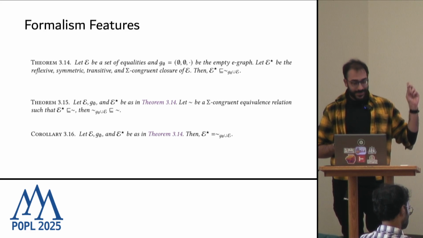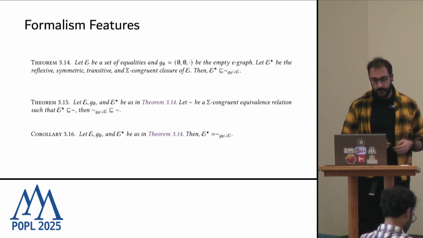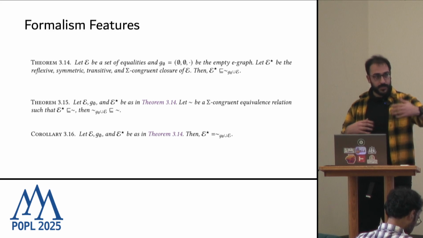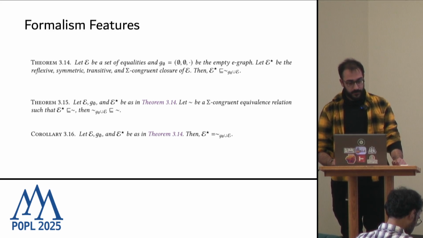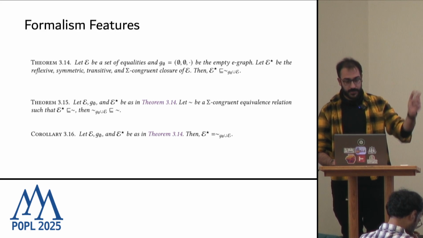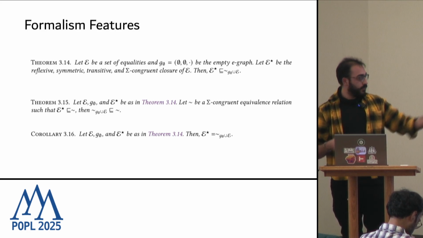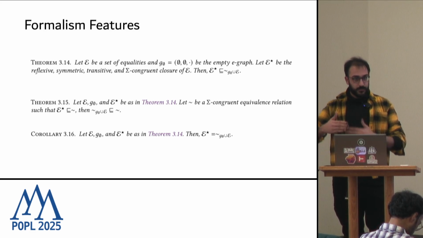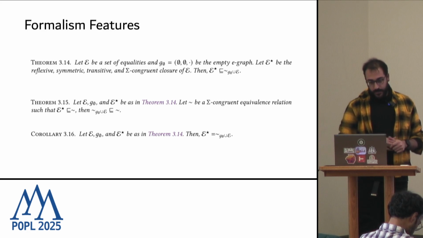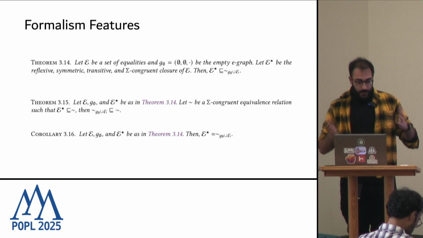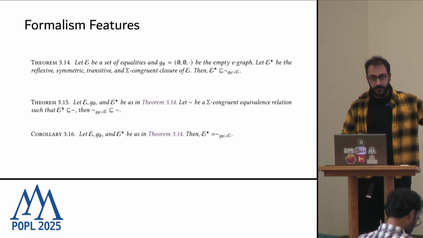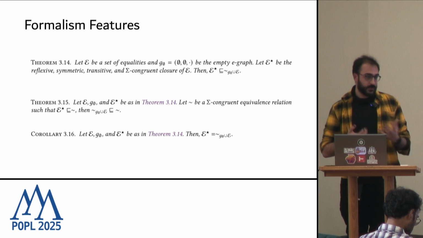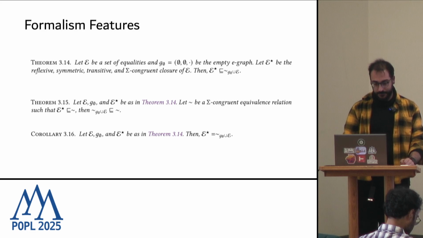In theorem 3.14, we show that the smallest one in the lattice implies the relation that you get from the E-graph. In 3.15, we show the opposite, and they are equal as a corollary. This was pretty helpful for us because when we did the extensions later on, all the effort had to go on theorem 3.15. So we had a much stronger theorem to work with, which made things easier.